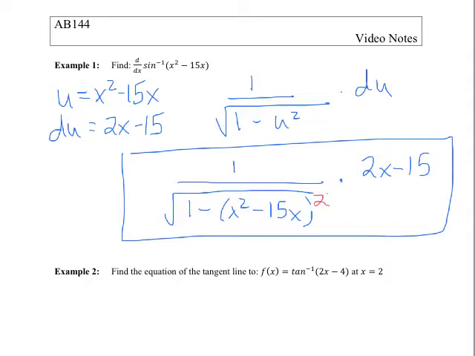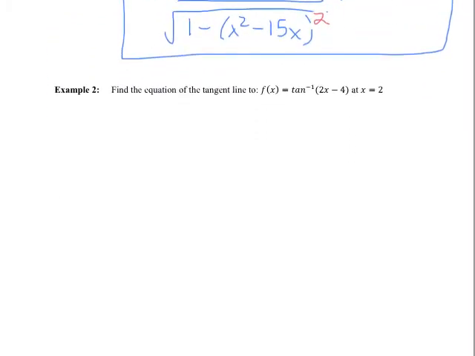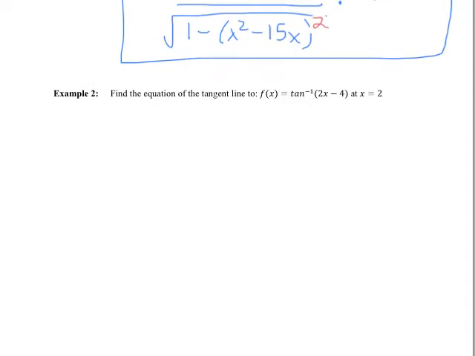Easy to miss these small details, but double check your work. Let's actually apply these derivative rules, because ultimately that's what we want to be able to do, is move past the derivative and actually apply a derivative rule. Find the equation of the tangent line to inverse tangent 2x minus 4 at x equals 2.